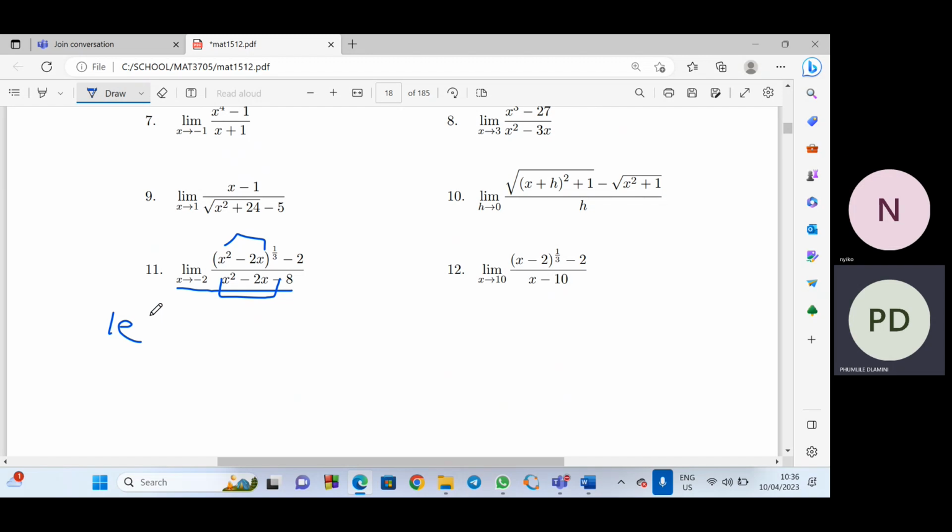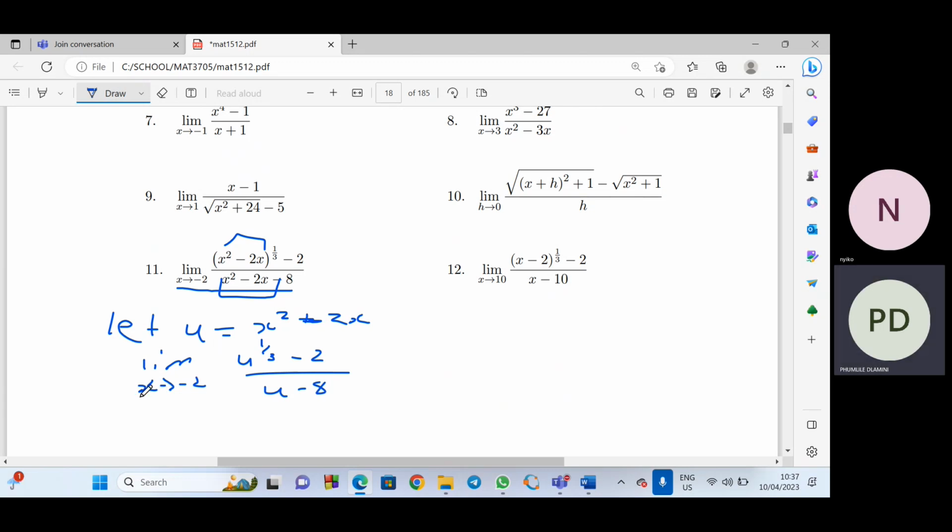So we can also say we can let our u equal to what? We can let our u equal to x squared minus 2x. When you let your u equal x squared minus 2x, then you substitute u inside this equation. When we write limit when x approaches negative 2, this is another method that I'm just using. It's going to be u over 1 over 3 minus 2 over u minus 8.